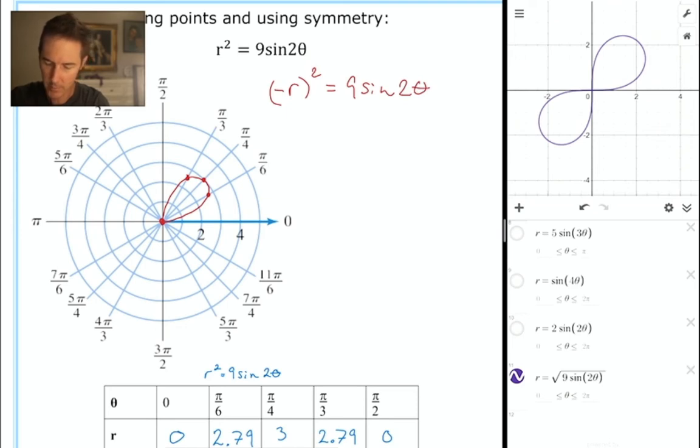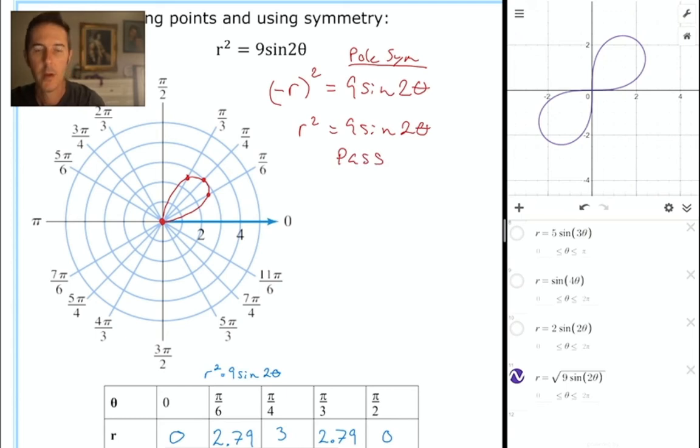If you said r squared, you're correct. And just by that one simple motion, we have arrived at an equation that is identical to the original equation, which means that this test for pole symmetry means that our equation passed the pole symmetry test. Which means that our graph will definitely exhibit that type of symmetry.